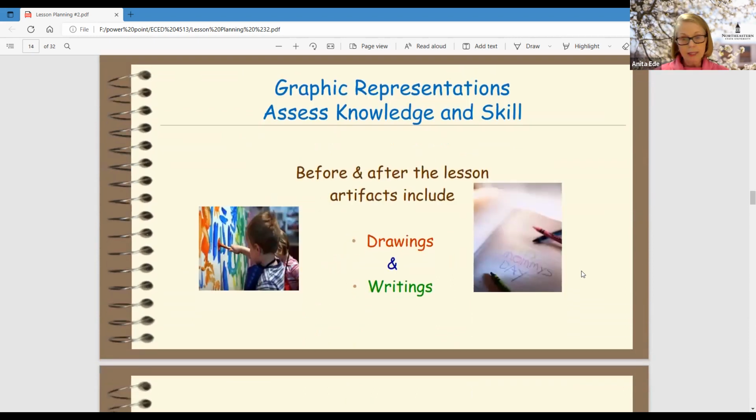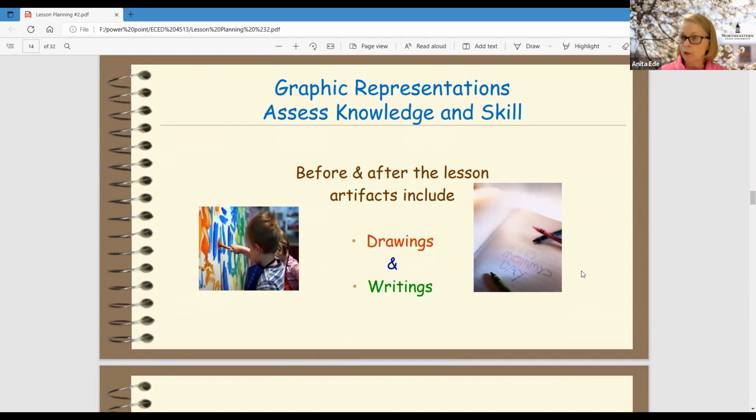So here's another way that you can gather information. You can use graphic representations, which is artifacts. Say, for instance, you want to see whether or not children know how to write their name. You can literally give each child a pencil and a piece of paper and say, please write your name.